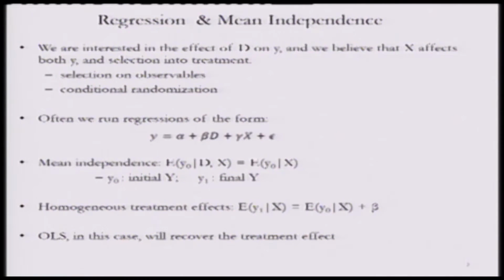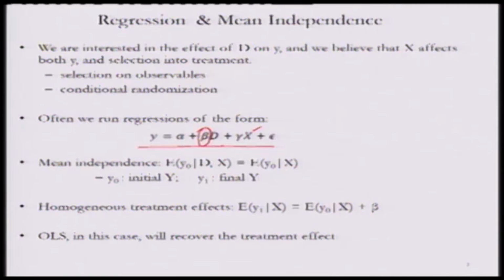So, typically in a regression model, consider this model over here, y as a function of d. Let us say that d is our variable of interest. Typically in this sort of a model, what we are interested in is this parameter on d, beta, which essentially tells us how d affects y, and this x over here are other exogenous covariates that go into the model. As the first point says, we are interested in the effect of d on y, and we believe that x affects both y and the selection into treatment.